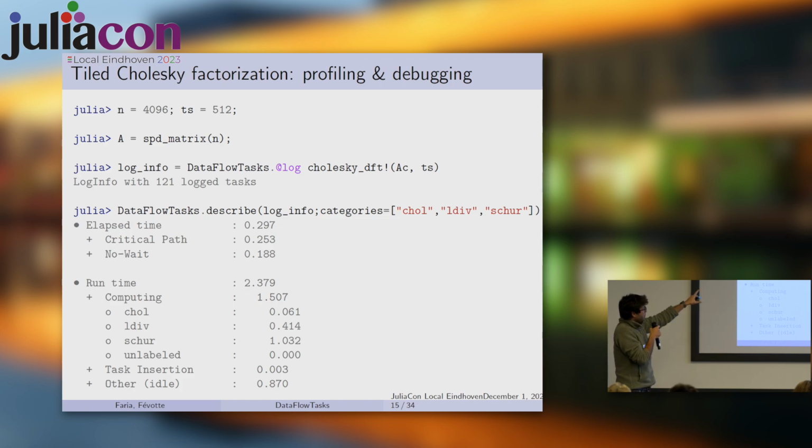One important thing to keep in mind is that when it's disabled, it has no cost. Essentially, the @log does an eval inside that defines some function. So maybe the code has to be recompiled every time you turn logging on or off. But when it's off, there is no cost to the logging. Okay, and then there are several ways in which you can query or inspect this log info object that is returned. The simplest one is a REPL way where you can ask it to describe.